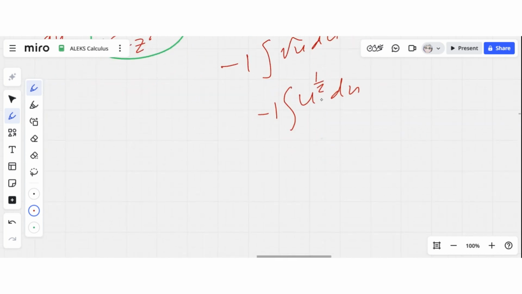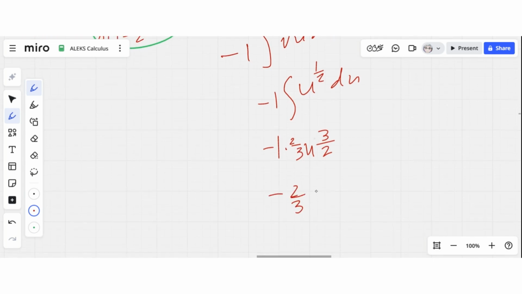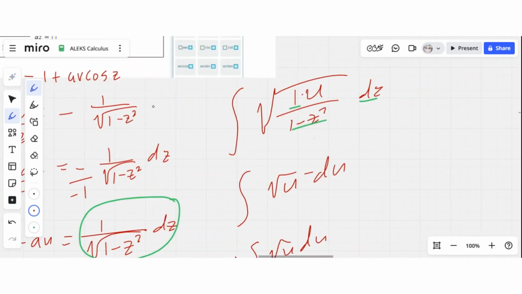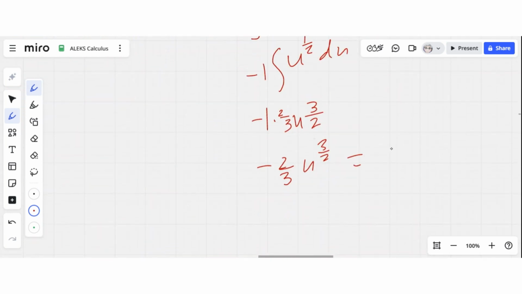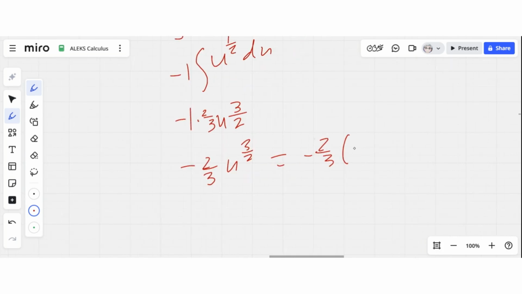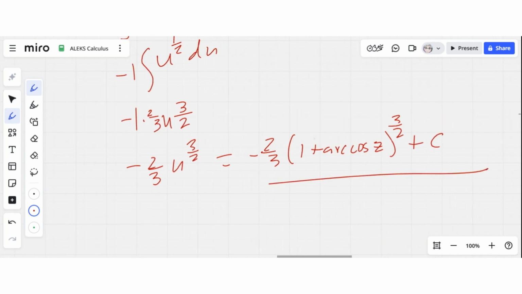Okay, so now we can integrate this. We can take the antiderivative. So I'm going to raise the power by 1. That gives me 3/2, and then I've got my negative 1 out here, so u to the 3/2. And then we're going to multiply by the reciprocal, so 2/3. So what I'm going to have is negative 2/3 u to the 3/2. At this point, I can substitute back in my u, which was 1 plus the arc cosine of z. So this is going to be negative 2/3 times 1 plus the arc cosine of z to the 3/2, plus big C, because this is an indefinite integral.